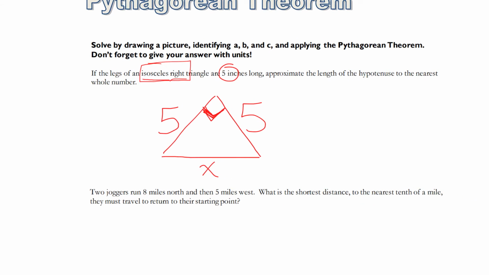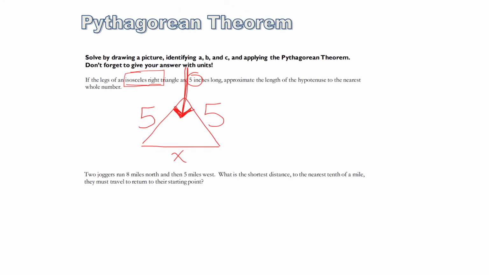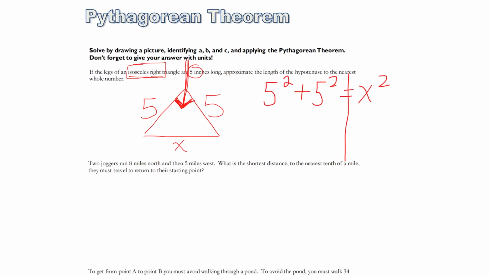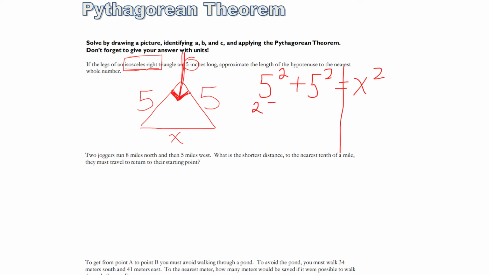So it's just Pythagorean Theorem. Okay, again, that right angle is an arrow pointing towards the C. So which one is the C on this one? The X. So how am I going to set this up? Good. 5 squared plus 5 squared equals x squared. So you're going to have 25 plus 25 equals x squared. 25 plus 25 is what? 50. So 50 equals x squared.